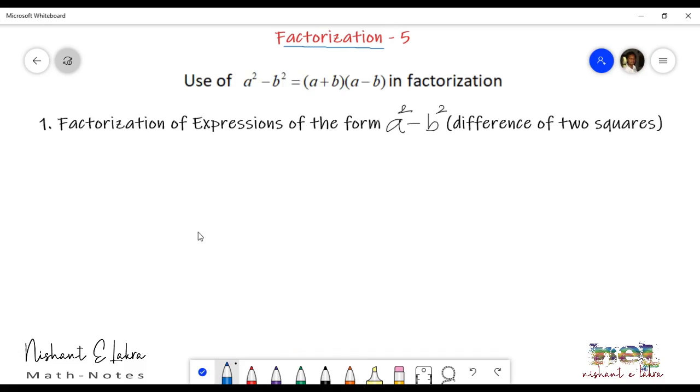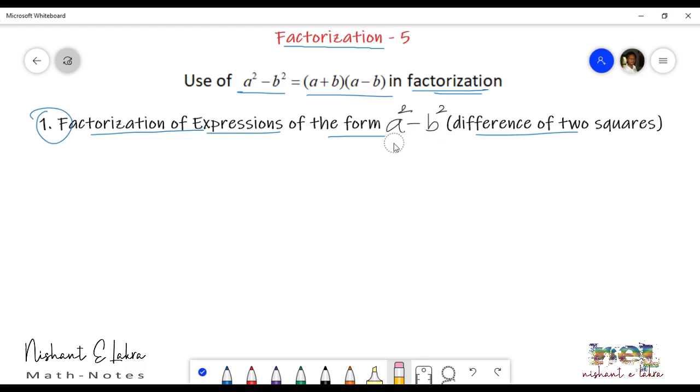Let's see use of a square minus b square. You know the expansion of this, right? a plus b in brackets into a minus b in brackets. Factorization of expressions of the form a square minus b square. That means what? Difference of two squares. Two squares are a square and b square. The difference of two squares is a square minus b square.